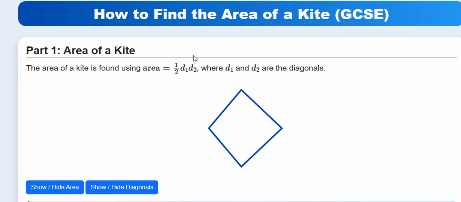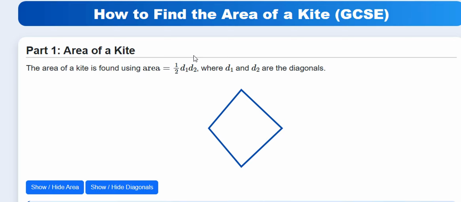Hello, this is lesson 8 in a series of 10 lessons where we're exploring the area of different quadrilaterals. And in this one, I want us to learn how to find the area of a kite.